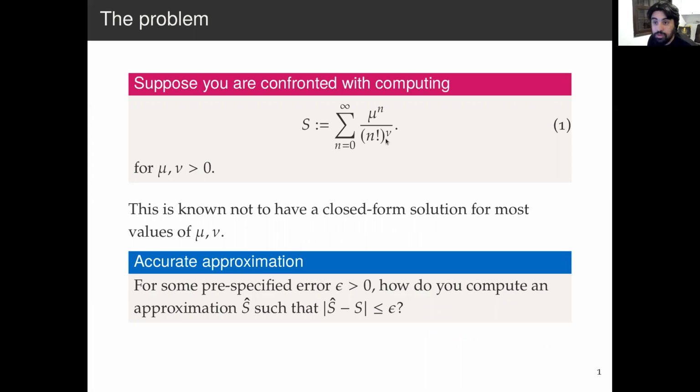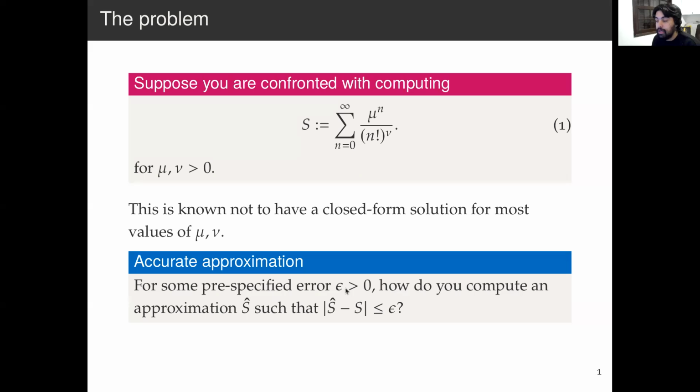This is known to not have a closed form solution for most values of mu and nu. To those of you that are curious, this is the normalising constant of the Conway-Maxwell Poisson distribution. And this is here to illustrate a typical problem that you might encounter in statistics. So in this particular case, you are trying to compute the normalising constant of a probability mass function.